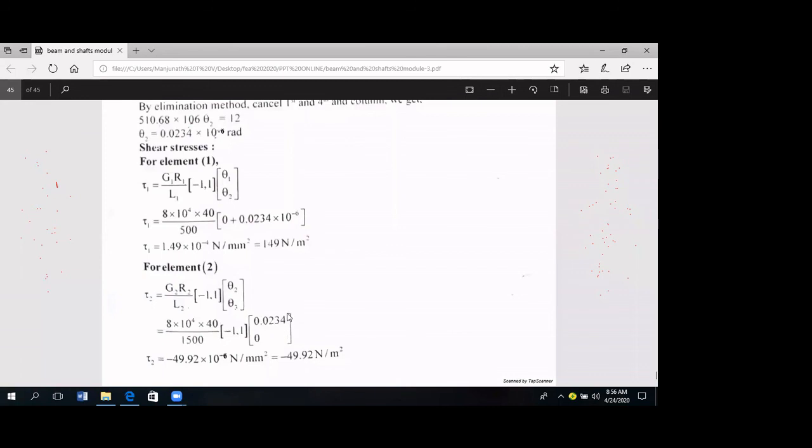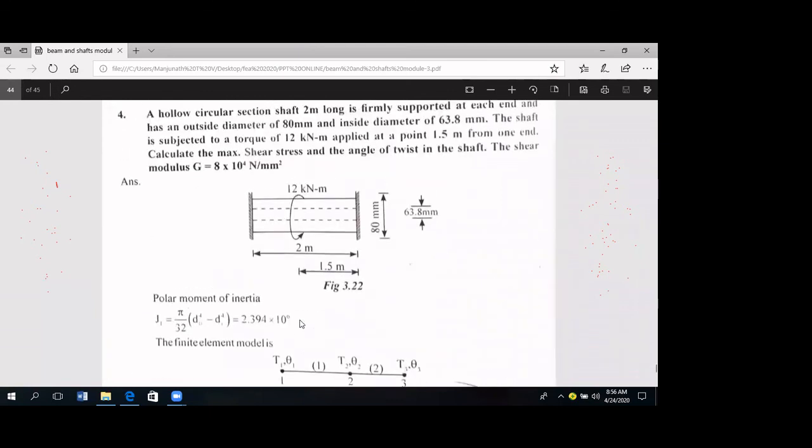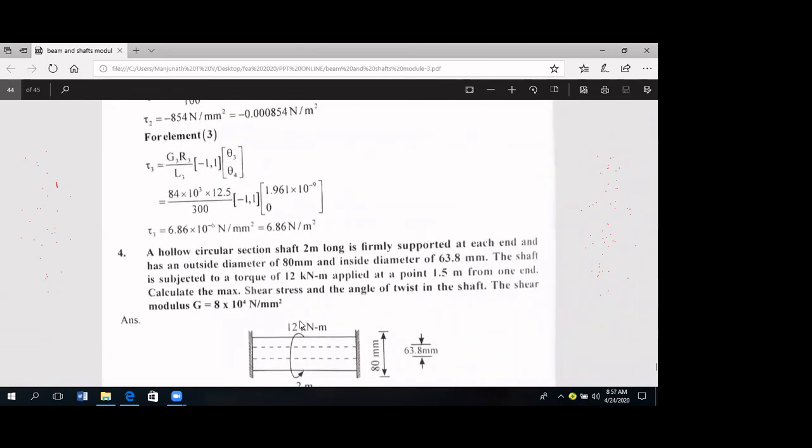So this is how we can find the shear stress and angle of twist for the torsion of shafts. Okay, so the three different cases of torsion of shaft numericals we have discussed.